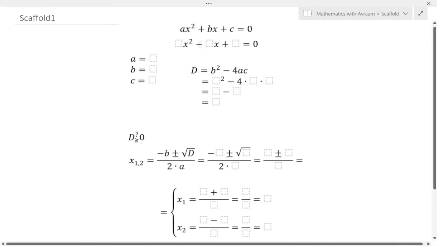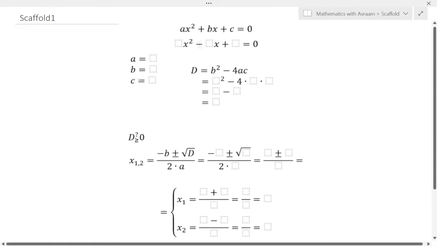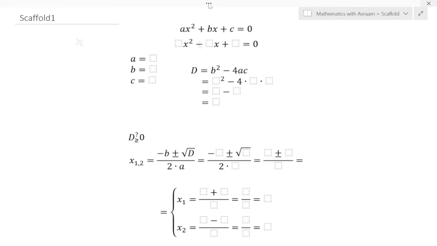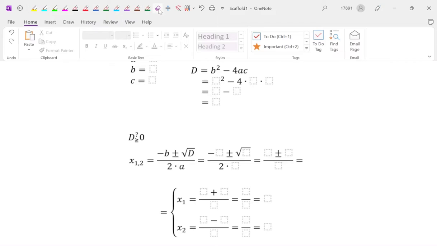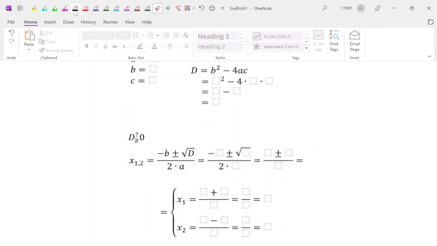Let's see how we can use this scaffold system to solve some quadratic equations. Let's start with the first example in the book. That's white color, so let's delete it and take another color, maybe blue.